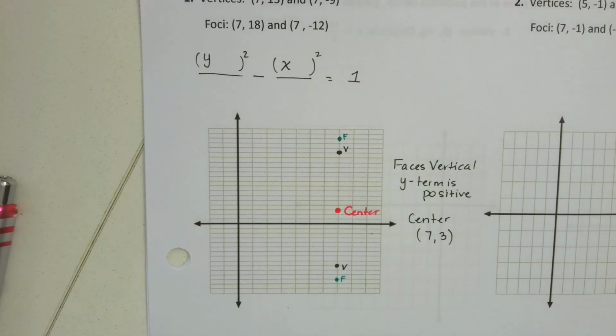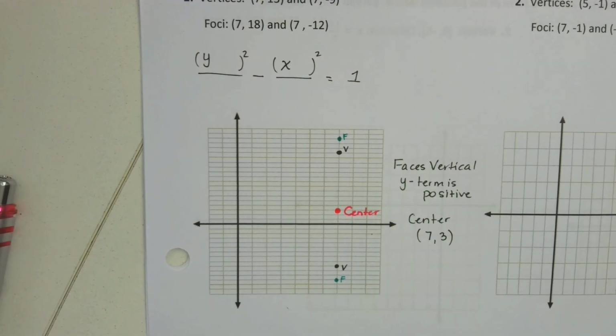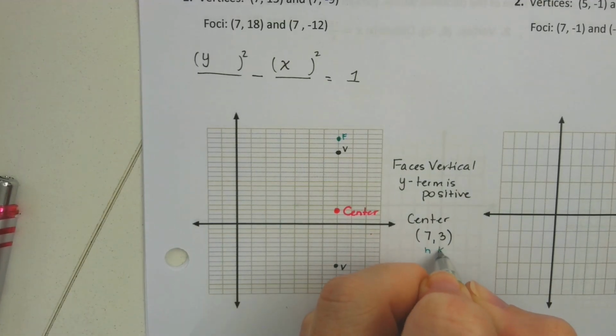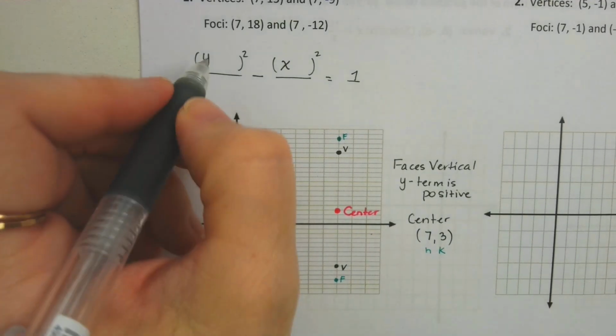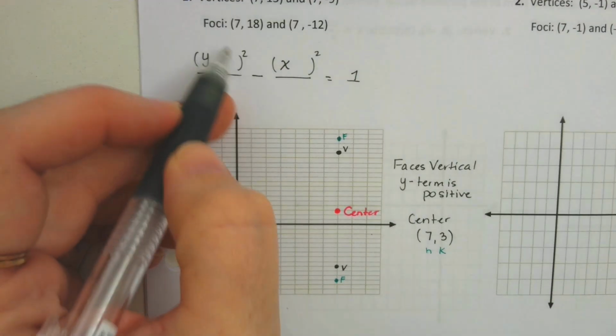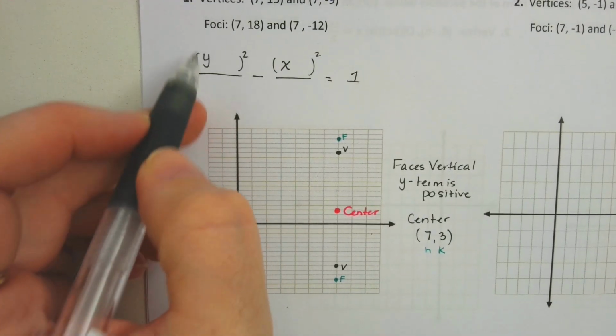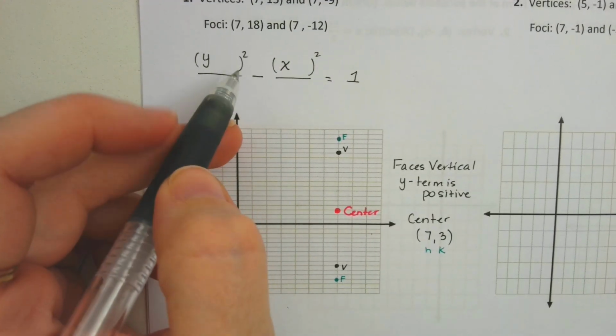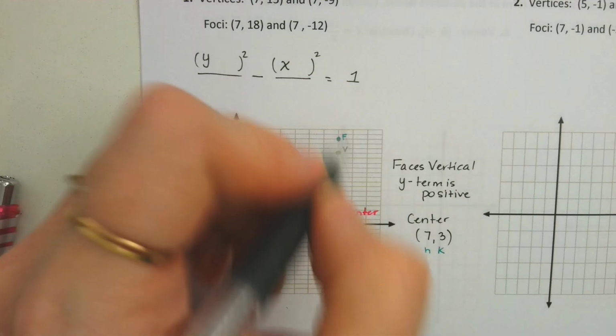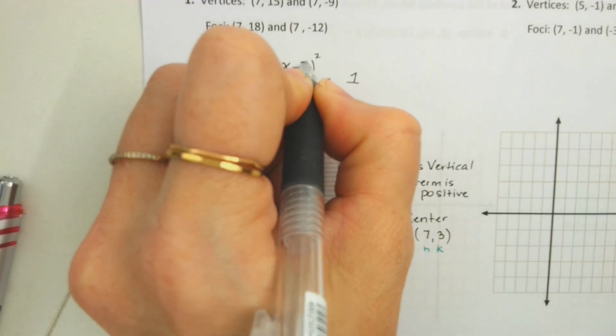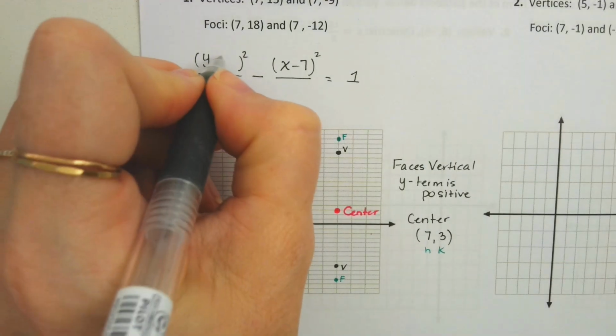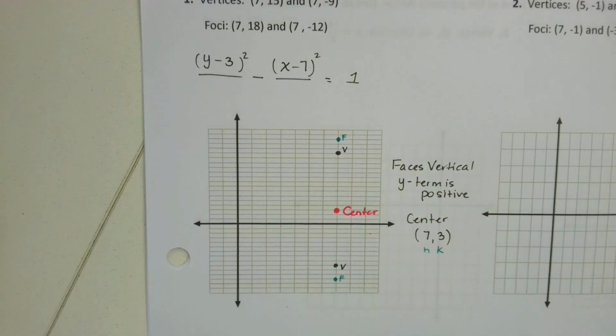Okay, and then can we put that in our equation as our h and k? Be careful which one is paired with the y. Is the h or the k paired with y? K is always paired with y. Very good. H is paired with the x. So we'll have minus 7 with the x and minus 3 with the y's.